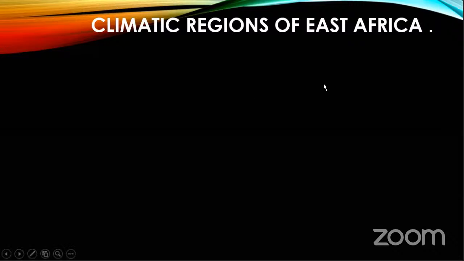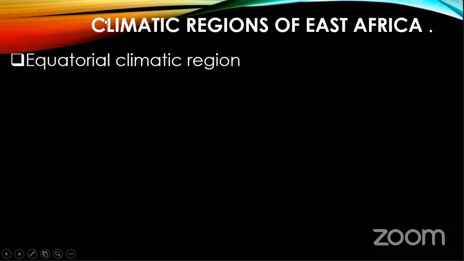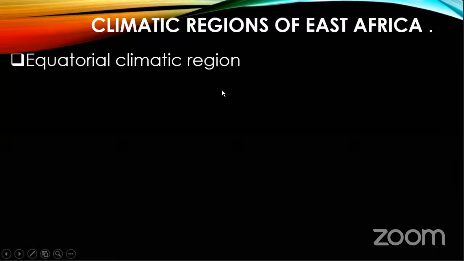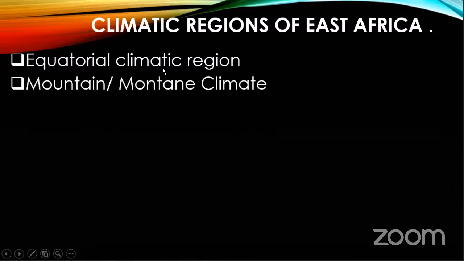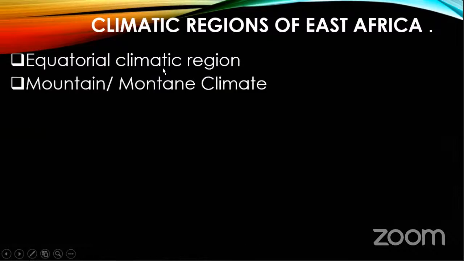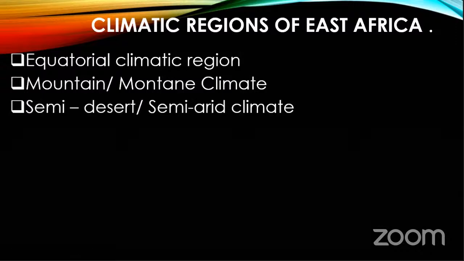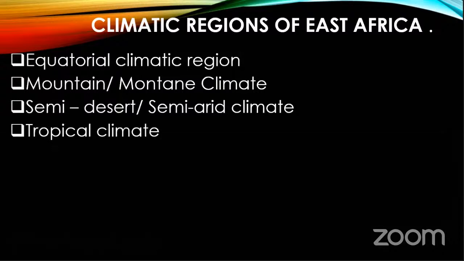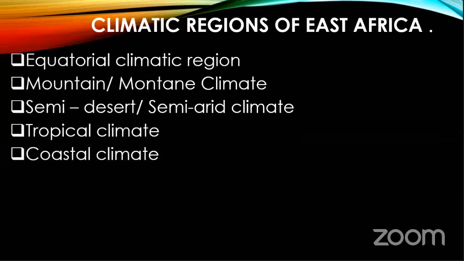Good, good, good. So we can summarize the climatic regions of East Africa in the following. We have the equatorial climatic region. We have the mountain or montane climatic region. We have the semi-desert. Some people call it the semi-arid climatic region. We have the tropical climatic region. We have the coastal climatic region. Those are the key climatic regions that we have in East Africa.